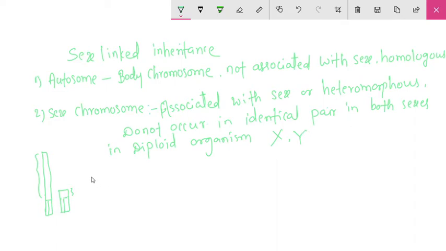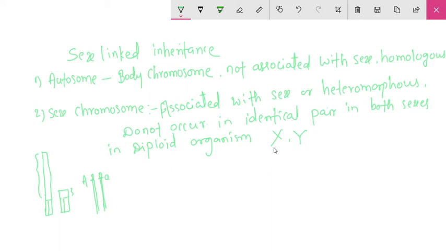When we consider the autosomes, both chromosomes are similar in nature. They are homologous. Suppose the A gene is present here, then at that location another allele of that gene is present. But it is not the case with the sex chromosomes. They do not occur in an identical pair in both the sexes in a diploid organism.